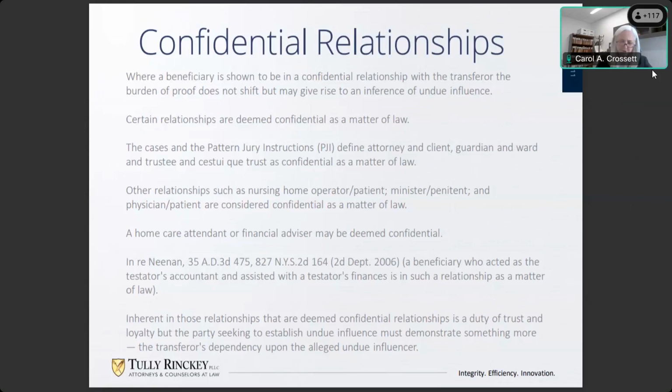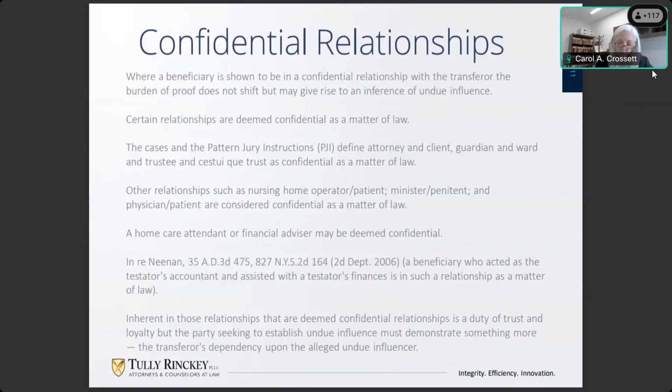But the pattern jury instructions define attorney-client, guardian and ward, and trustee as confidential as a matter of law. And other relationships, such as nursing home operator and patient, minister and penitent, and the physician-patient relationship are also considered confidential as a matter of law. So there's others that are not, but they may be deemed confidential. And one of them, and I've seen this happen before, is the home care attendant or the financial advisor. That could be deemed confidential.